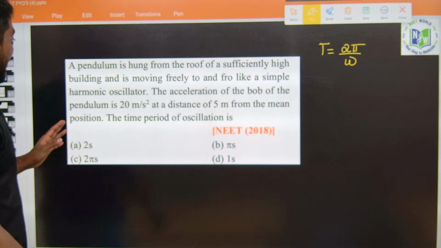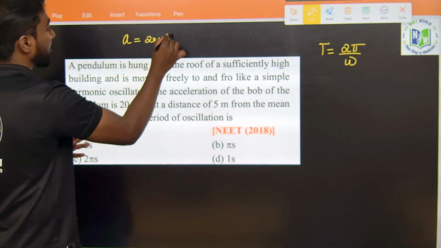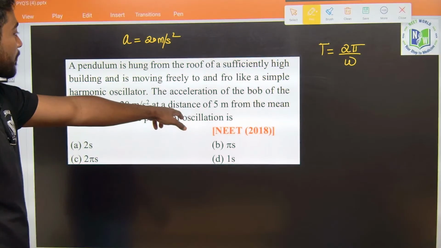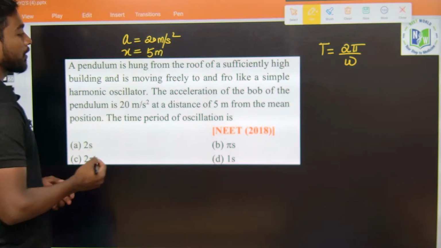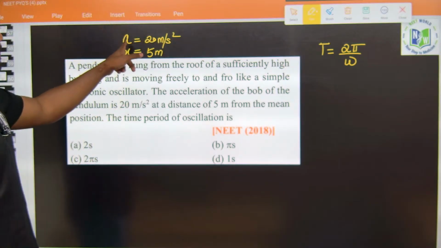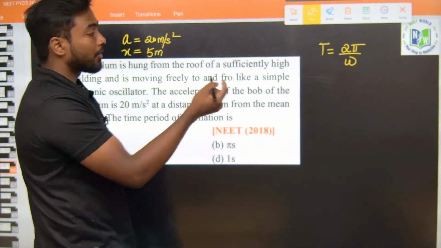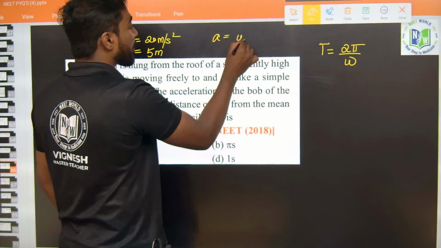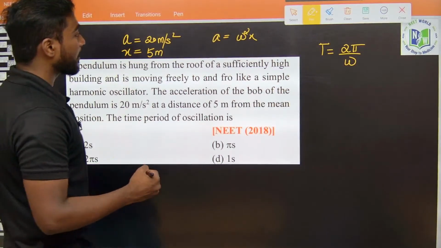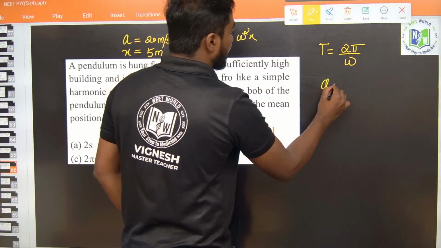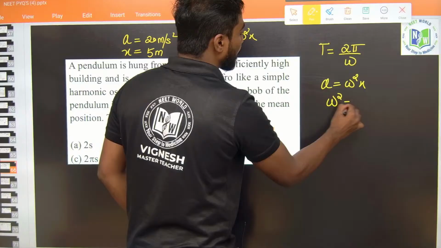First we will write here. Acceleration is given. Acceleration is equals to 20 meter per second square, and distance is given. Let me take x is equals to 5 meter. So from this, distance and acceleration I know. From this I can write the formula A is equals to omega square x, where omega square is equals to A by x.